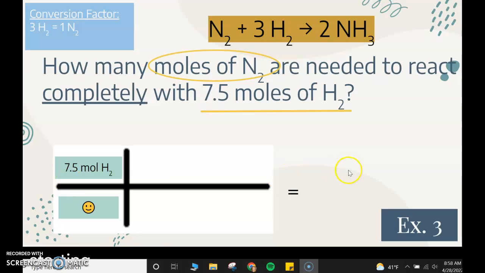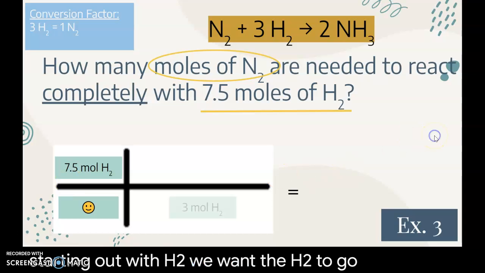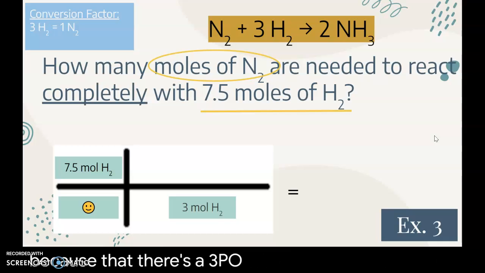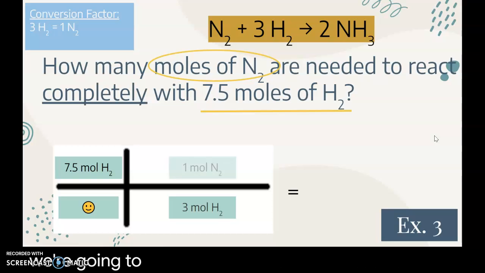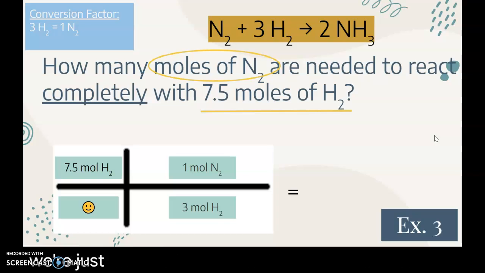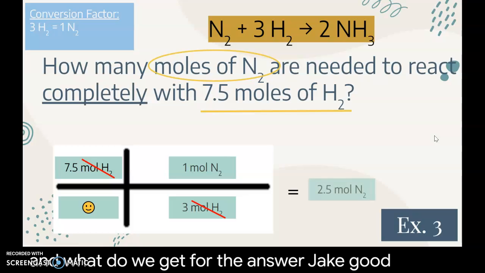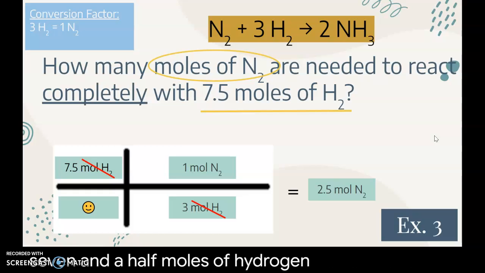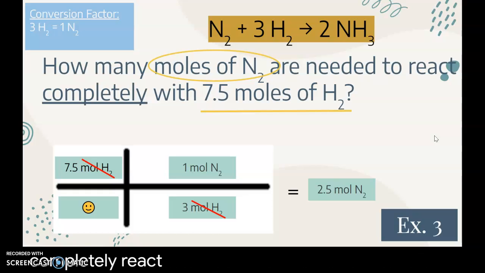Okay. So since we're starting out with H2, we want the H2 to go on the bottom of our conversion factor. It gets a 3 next to it, because there's a 3 coefficient in front of it in the equation, and we're trying to get to N2. So we're going to have 1 N2 on top because there's nothing in front of the N2 in the beginning, so we're just going to assume a 1. So they cancel out, and what did we get for the answer, Jake? Good job, 2.5 moles of nitrogen. So that means if we have 7.5 moles of hydrogen and we want it to completely react, we need 2.5 moles of nitrogen. So that is it.